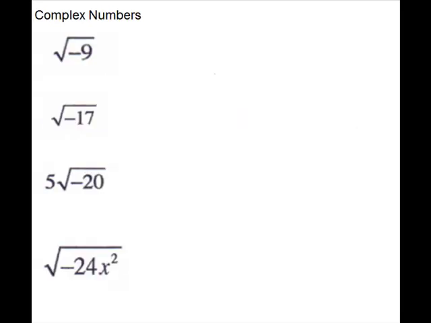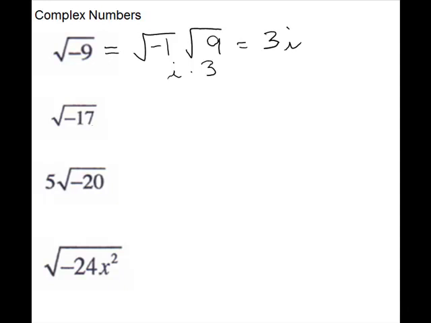We have 4 problems here that we will simplify and express in terms of i. So the first thing we have to do is pull out that square root of -1 times the square root of 9. This is our i, and 9 is a perfect square. So here is our i times square root of 9 is 3, or 3i.